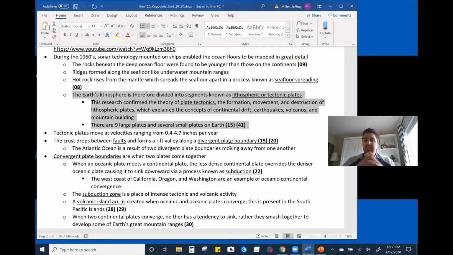Okay, so the plates on the Earth. Well, there are 9 really large plates, and then there are several other much smaller plates found on the Earth. So 9 very, very large plates, like continent size, and then there's hundreds of other much smaller plates as well.